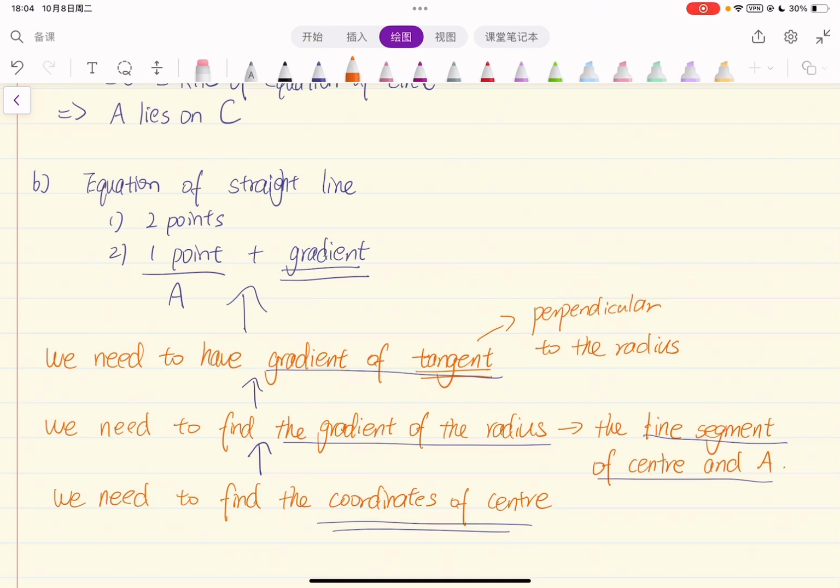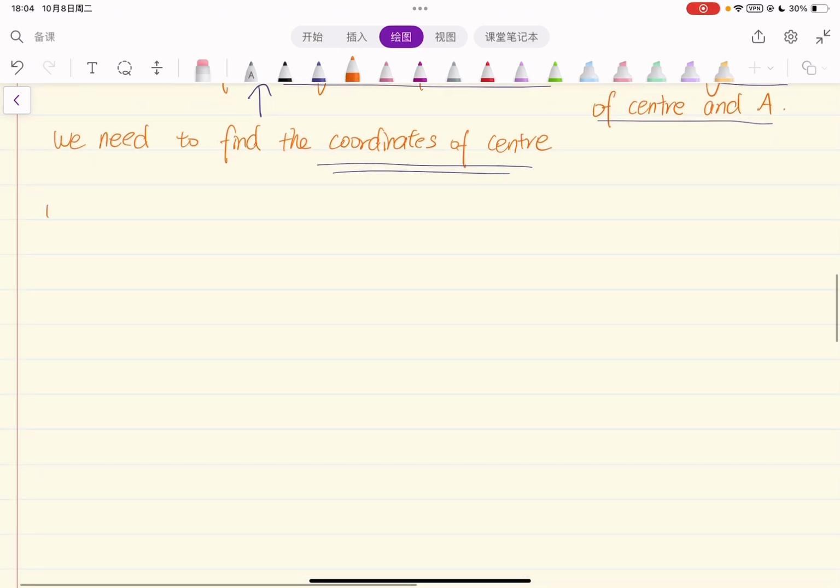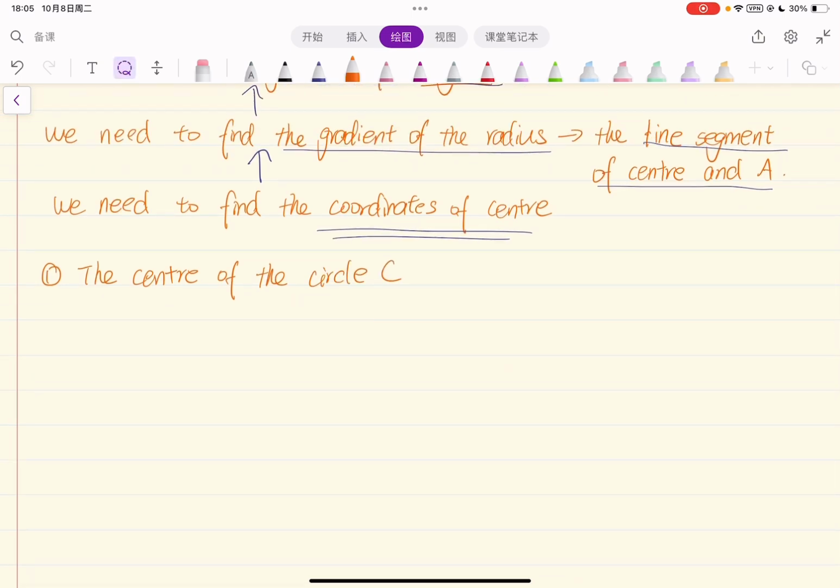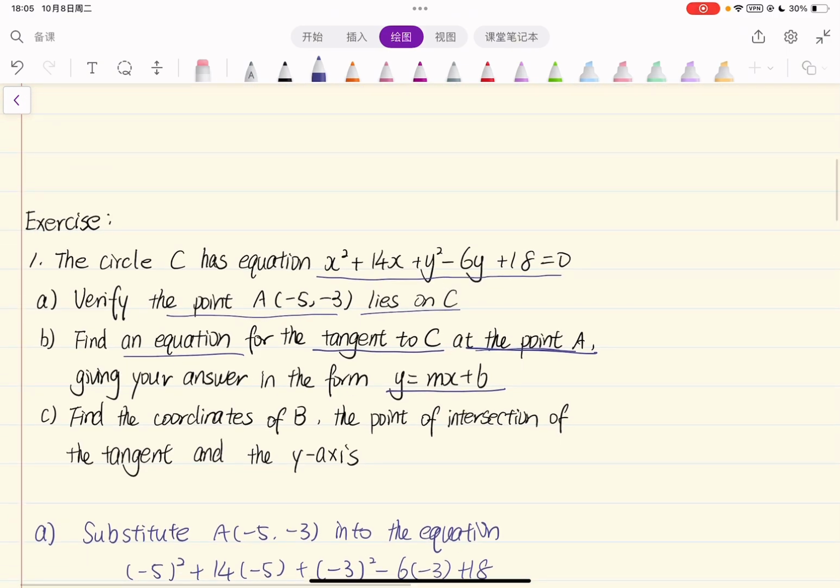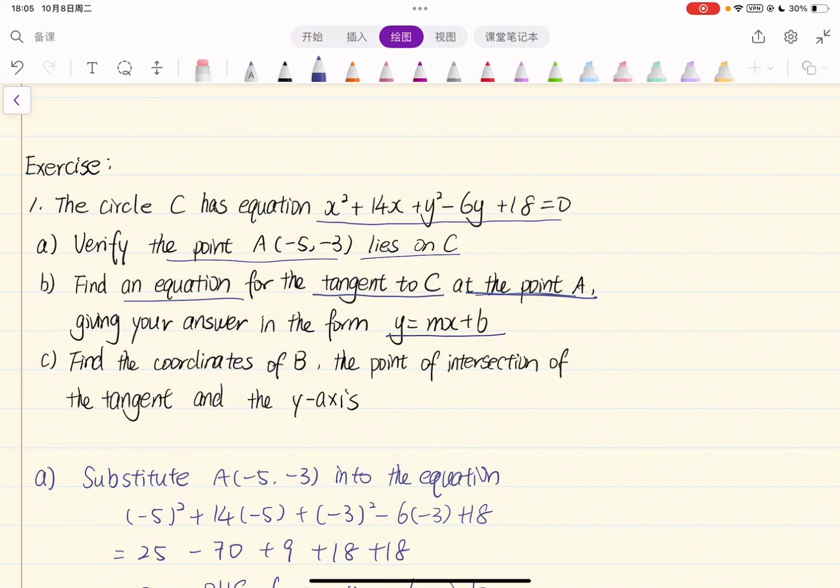Now let's do it. For the first step, that is the center of the circle C. Maybe I change another color, the red one. So we know the equation of the circle is x squared plus 14x plus y squared minus 6y plus 18 equals 0. It's easy to find the radius and the center in the form (x minus a) squared plus (y minus b) squared equals r squared. So we need to transform it into another form.